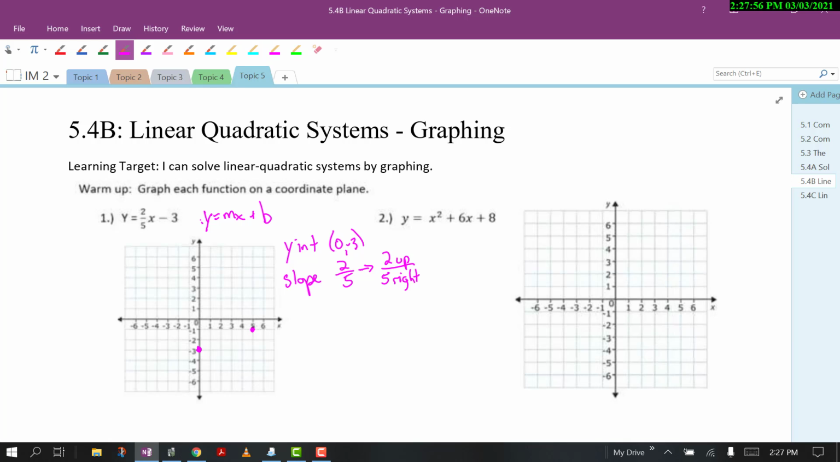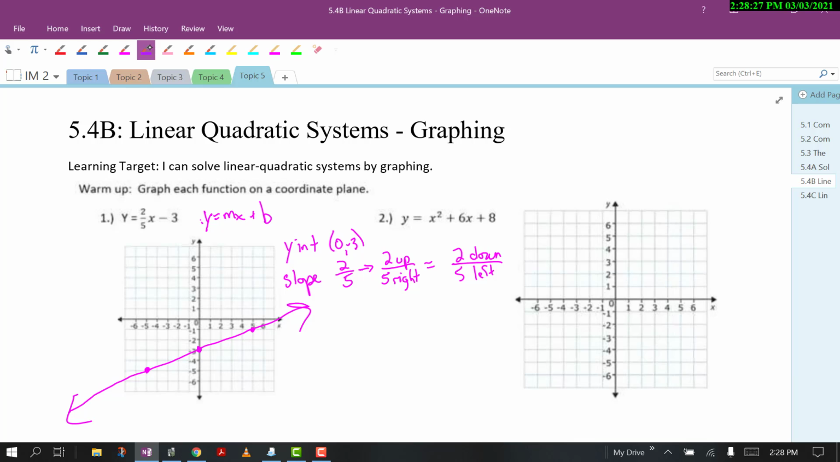So if we want another point, it is the same thing as saying 2 down and 5 left. Kind of like a double negative. So down 2, 5 left, and now we have a better linear function. If I didn't draw it, it'd be very good. But we have our line. Nothing crazy going on there.